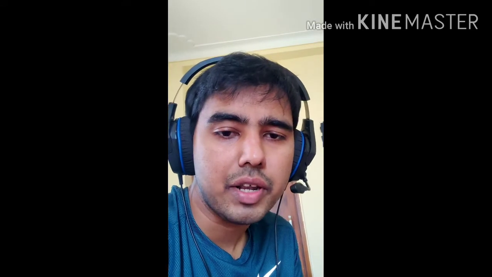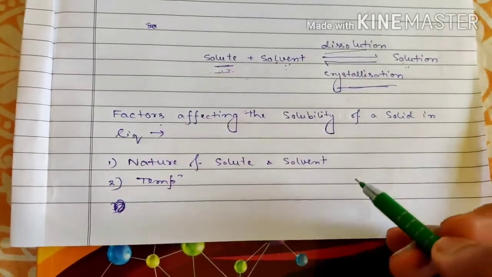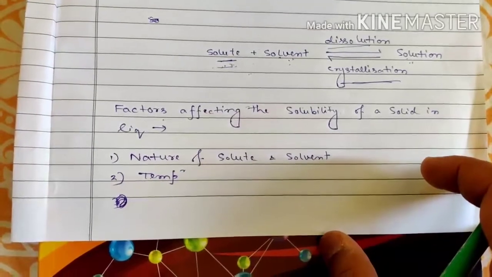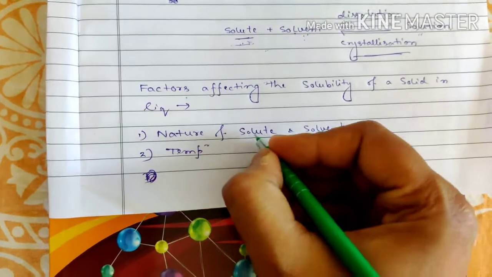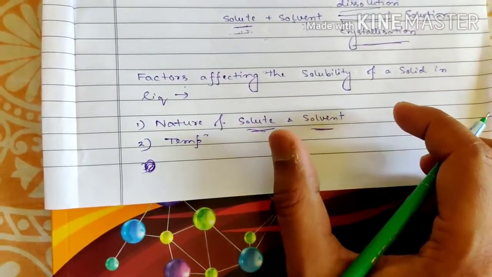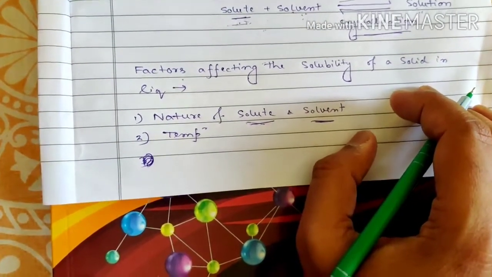So if we take a given amount of solvent, how much solute can be dissolved depends on certain factors. When we are talking about the solubility of solids in liquids, there are basically two factors: the nature of solute and solvent, and the temperature. Now in the case of the nature of solute and solvent, you see, all the solutes will not be easily dissolvable because of their nature. What kind of nature?